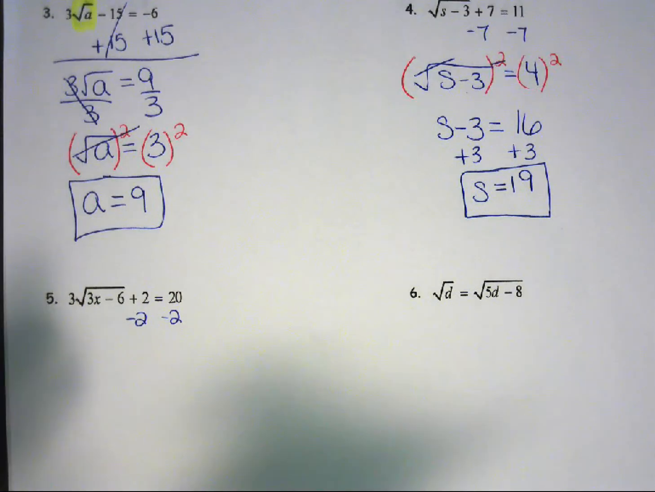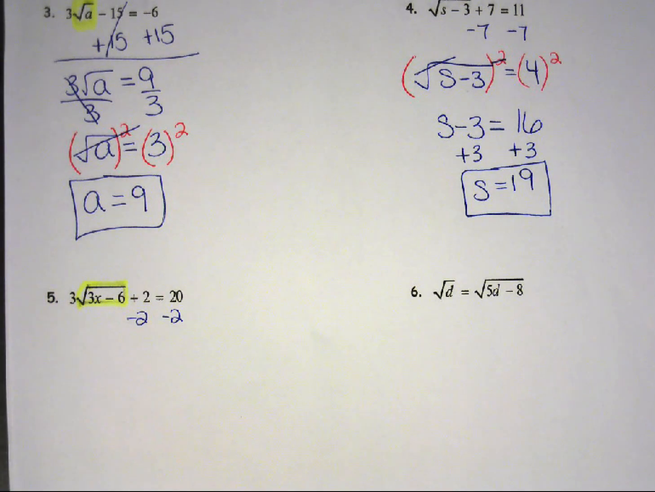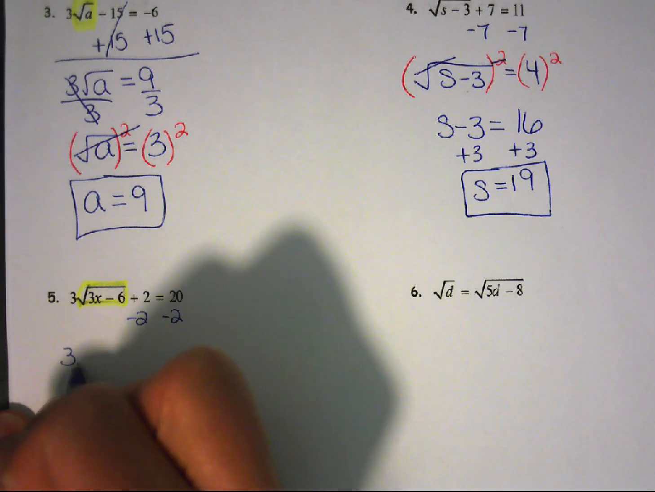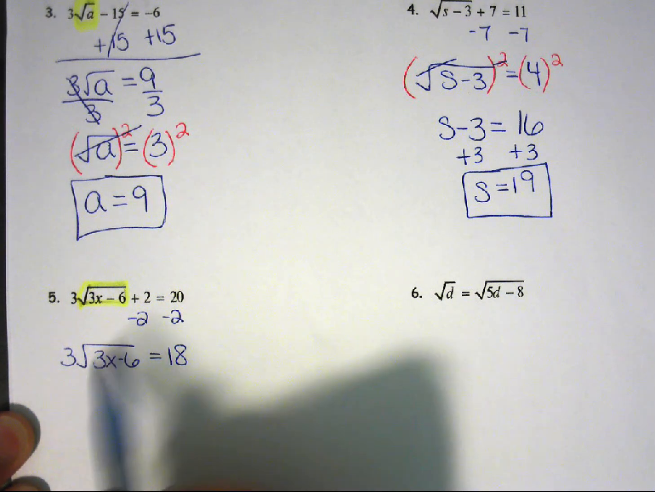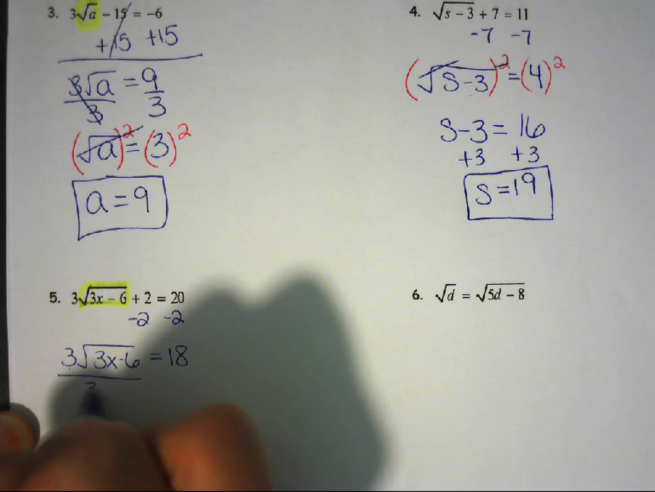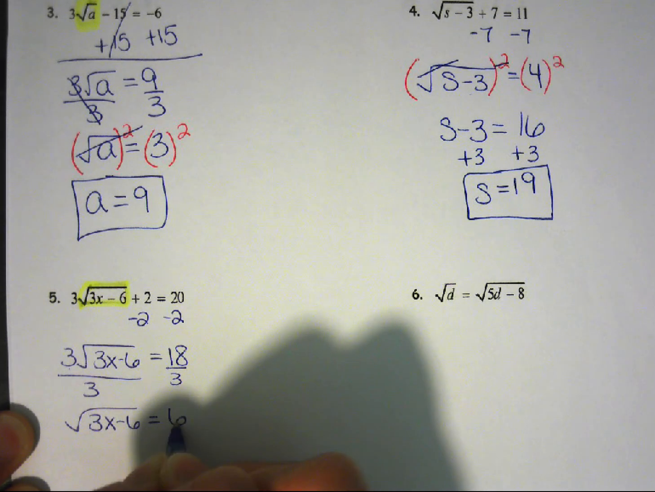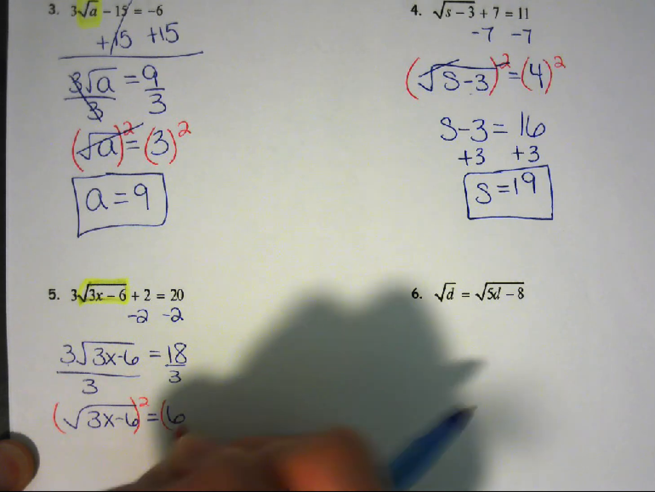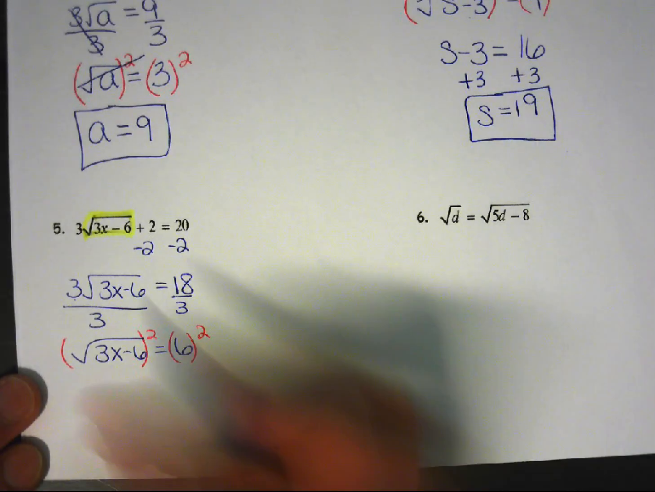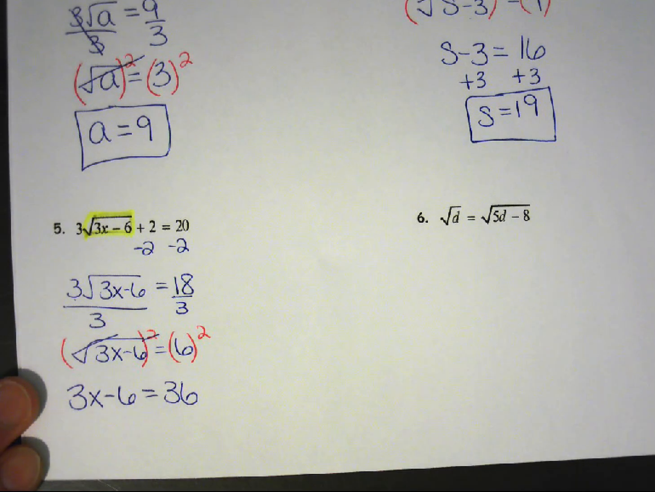I'm going to work. Remember, my goal is to isolate this part. So I got to move everything to the other side, kind of one by one. So that becomes an 18. And now I have to get this coefficient out of there. So I'll divide off the 3. Right? 6 times 3, I had to think about it for a minute. And then now that I have that isolated, I'm going to go ahead and square both sides. And then the square cancels the square root. And 6 squared is 36.